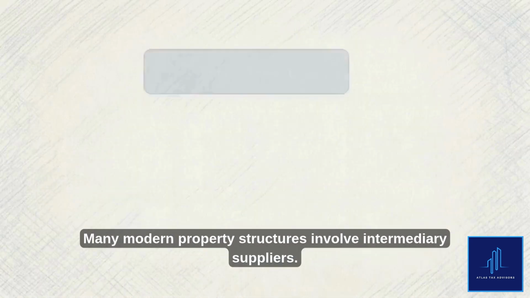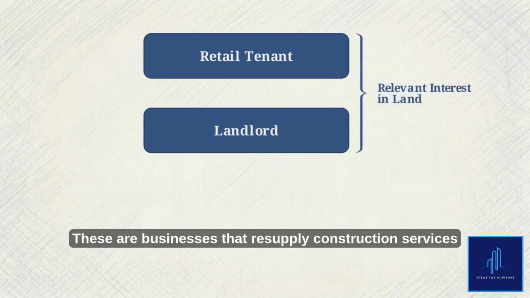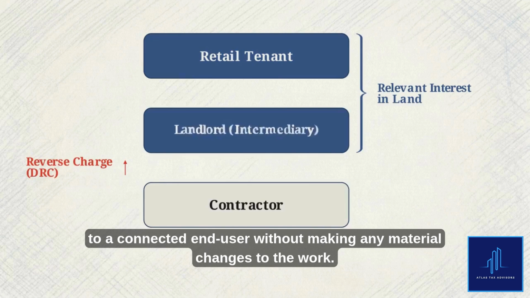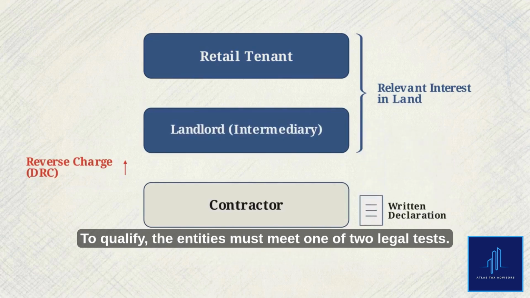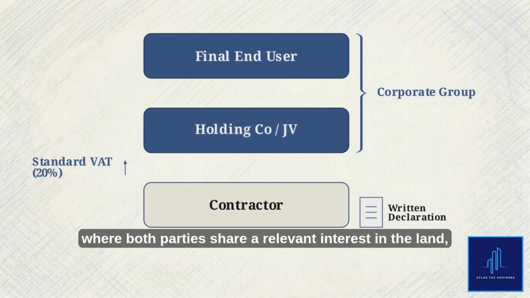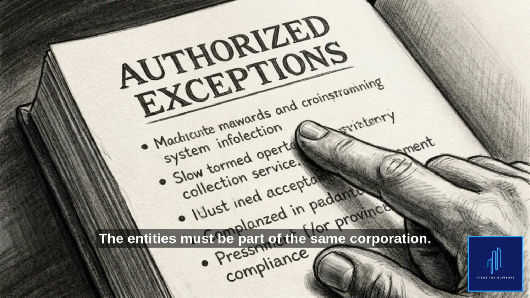Many modern property structures involve intermediary suppliers. These are businesses that resupply construction services to a connected end user without making any material changes to the work. To qualify, the entities must meet one of 2 legal tests. The first is a property link, where both parties share a relevant interest in the land, such as a landlord and tenant. The second test is corporate. The entities must be part of the same corporate group as defined by the Companies Act.